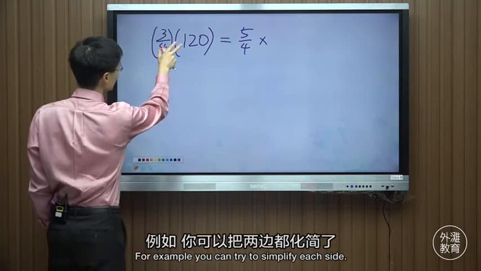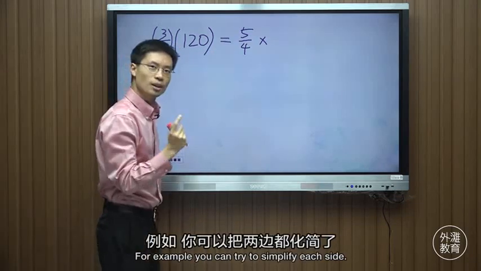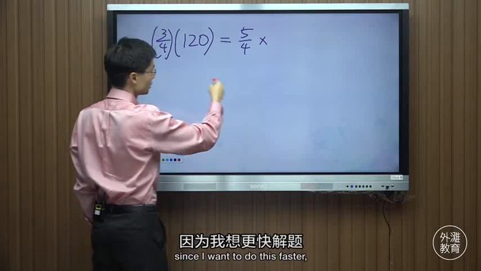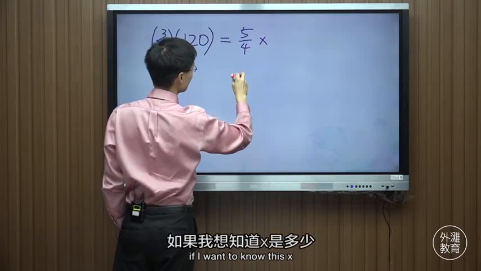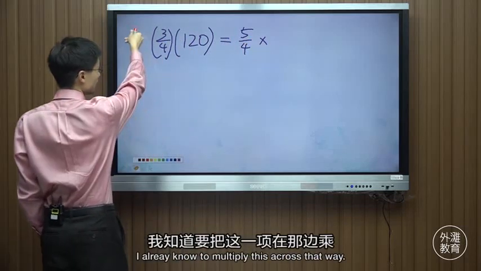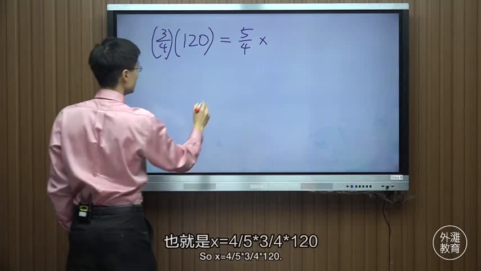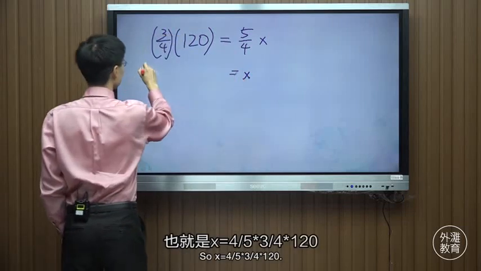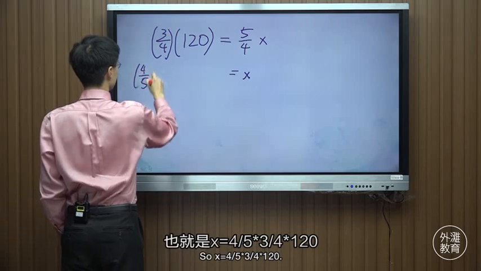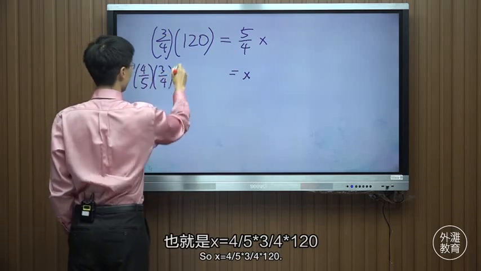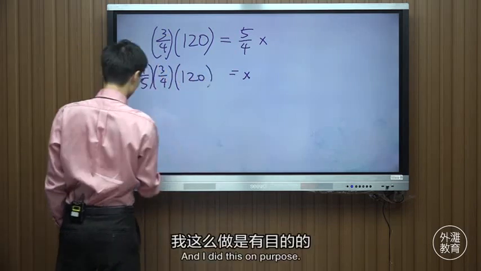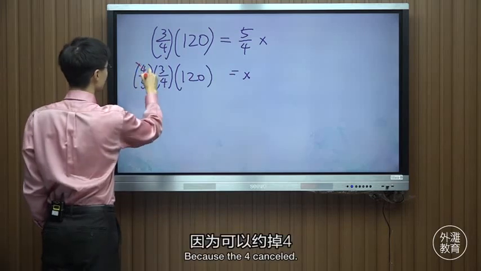For example, you could try to simplify each side. I'll give a different tip. Since I want to do this faster, if I want to know this x, I already know I need to multiply across that way. So x equals 4/5 times 3/4 times 120. And I did this on purpose because the 4's cancel.